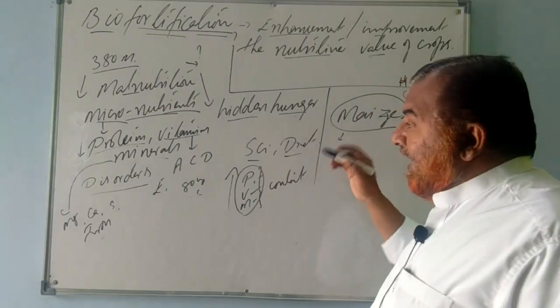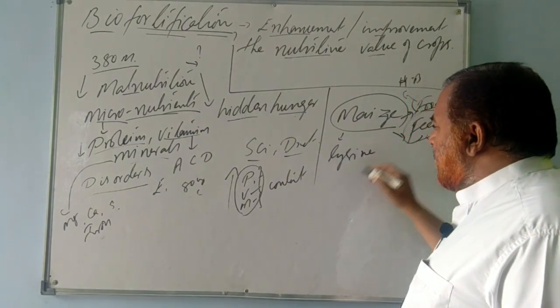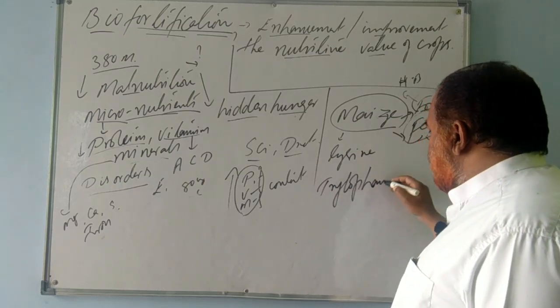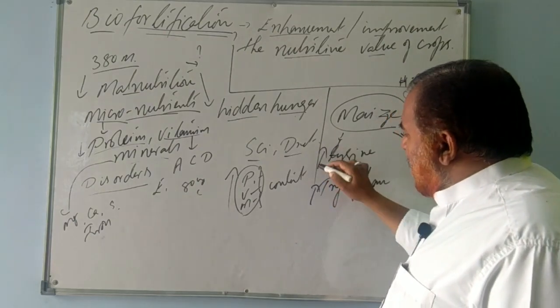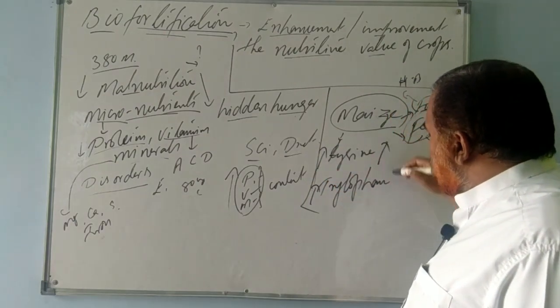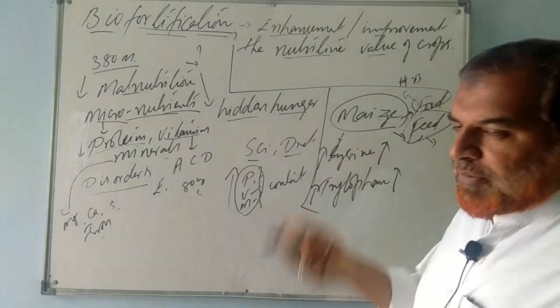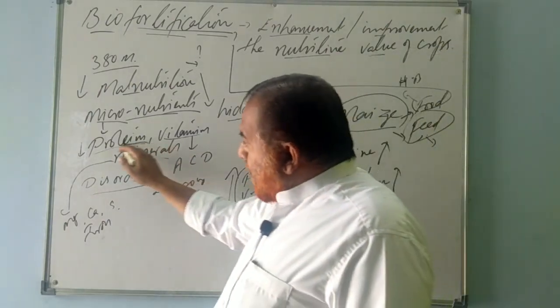Where maize has, they have made hybrid, biofortification is done. What have they increased? They have increased two amino acids here: one is lysine, the other is tryptophan. Once you increase the amino acids, this maize has more content of lysine and tryptophan. Amino acids are the building blocks of what? Yes, building blocks of proteins.